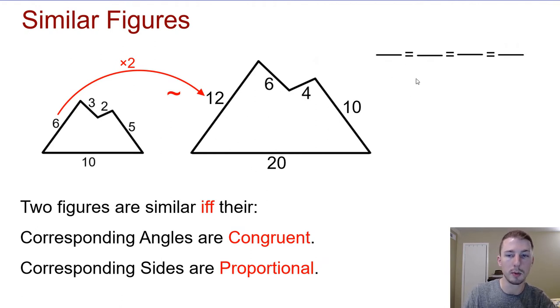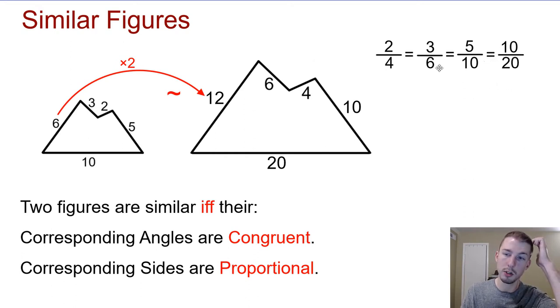The other way we could check is by setting up a proportion. I'm going to start with the smallest measurement of 2, and the smallest measurement before the scale factor is still going to be the smallest measurement after the scale factor. So 2 is going to correspond with 4. The next smallest, 3, is going to go with 6. Then 5 is the next smallest, and 5 is going to go with 10, and then we have 10 going with 20. It looks like I skipped the 6 going to the 12, so I should have done an extra one there, but you get the idea.